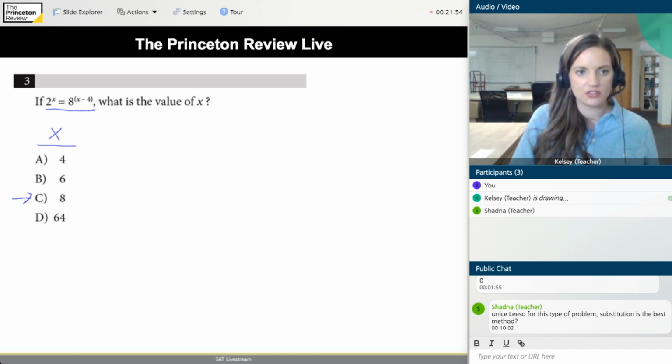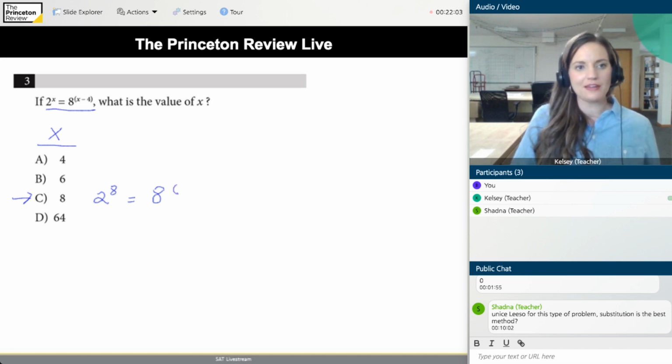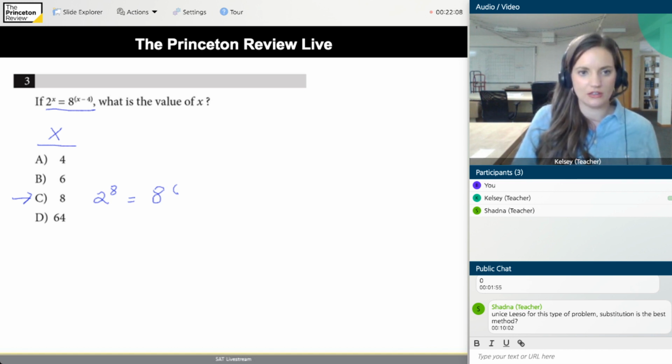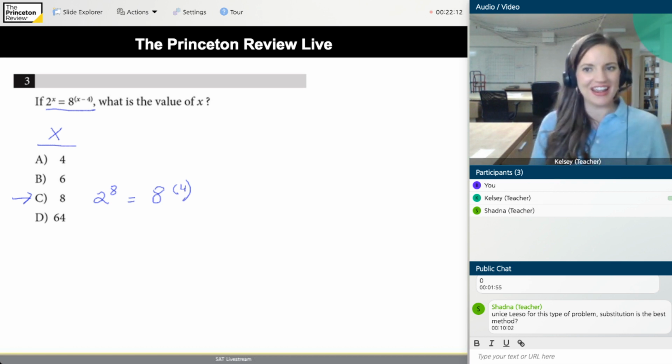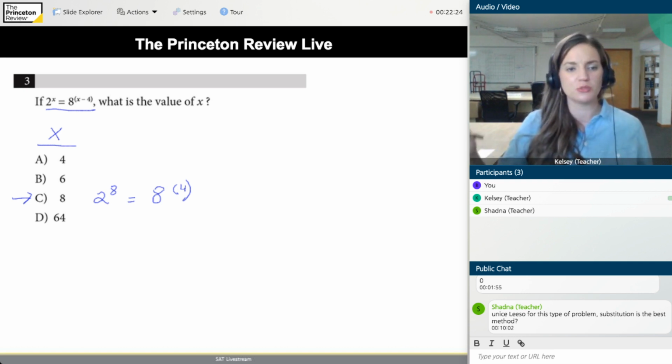So that would give us something that looks like 2 to the power of 8 is equal to 8 to the power of 8 minus 4, right? If we're plugging in 8 for x there, 8 minus 4, that's going to give us 4. And this is not a calculator question. You would expect to see something like this on the no calculator section. So what do you do? You could crunch this on the side of your scratch paper and multiply 2 times 2 times 2 times 2 times 2, but I wouldn't recommend it.